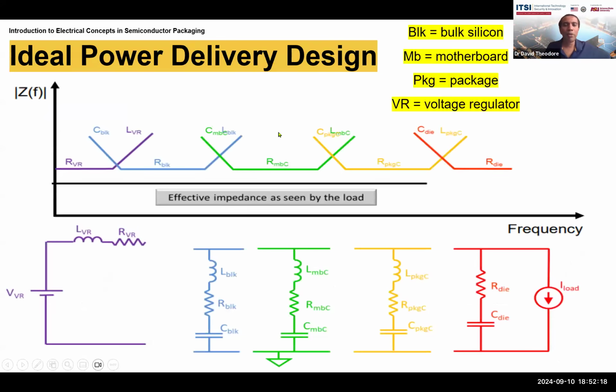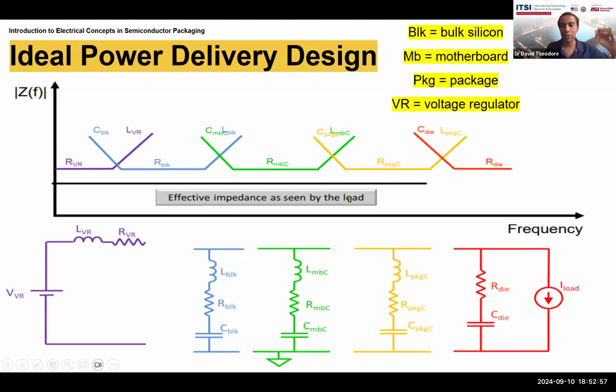So the ideal power delivery design takes each of these separate components. We talked about the fact that you've got the voltage regulator, which is modeled with an inductor, a resistor, and a voltage source. Then we have the bulk silicon, with inductance, resistance, capacitance. Then you've got the motherboard, with inductance, resistance, and capacitance. Then the package, inductance, resistance, capacitance, and then here we have the die itself modeled by an effective resistance and capacitance, and that's the load.